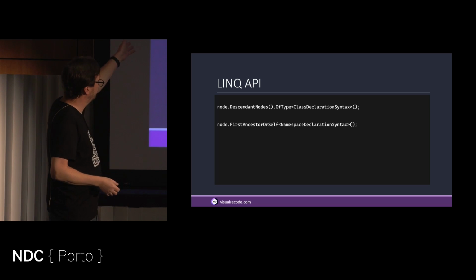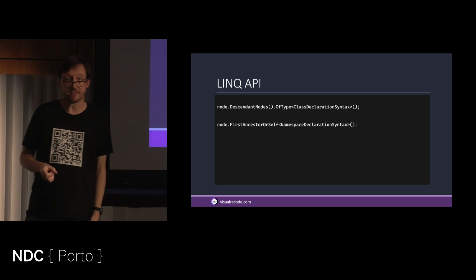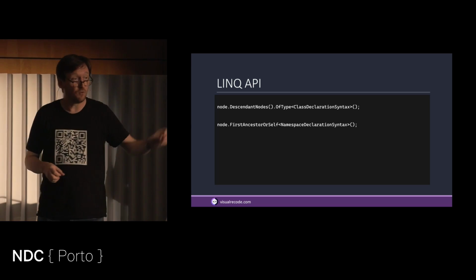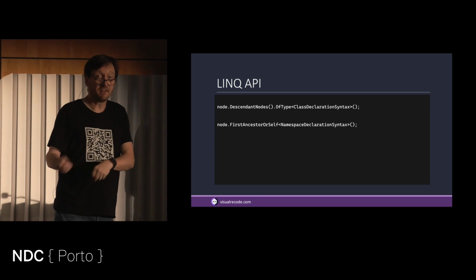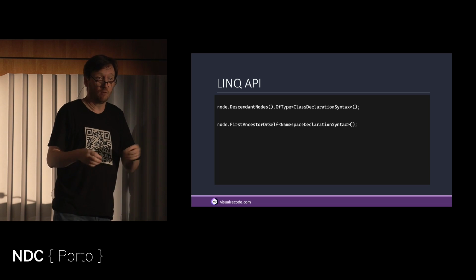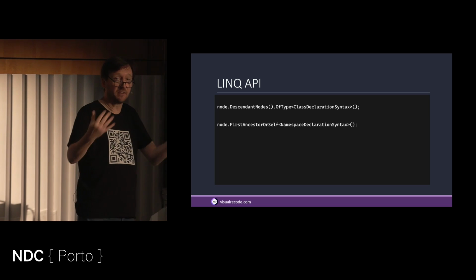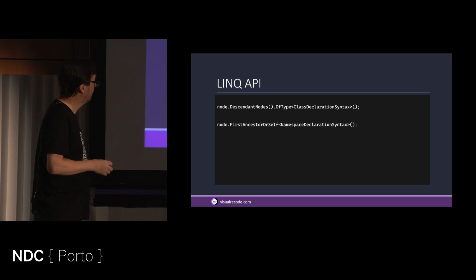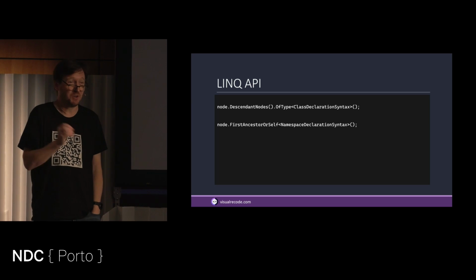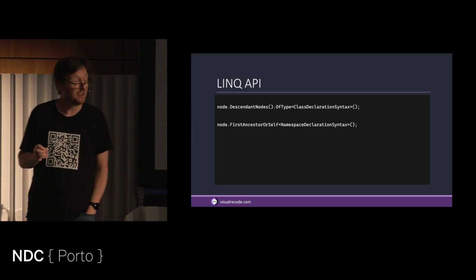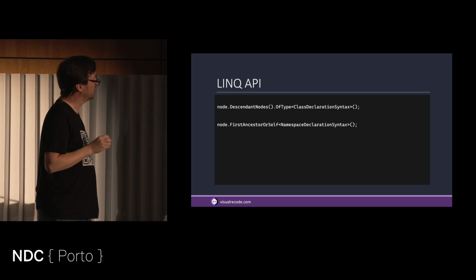So I can say node.DescendantNodes().OfType<ClassDeclarationSyntax>(). And that, if I do that from the root of a document, it will go through and it will find all instances of public class or internal class inside that document. Ideally, it will only find one, because you should only have one class declaration syntax in your application.